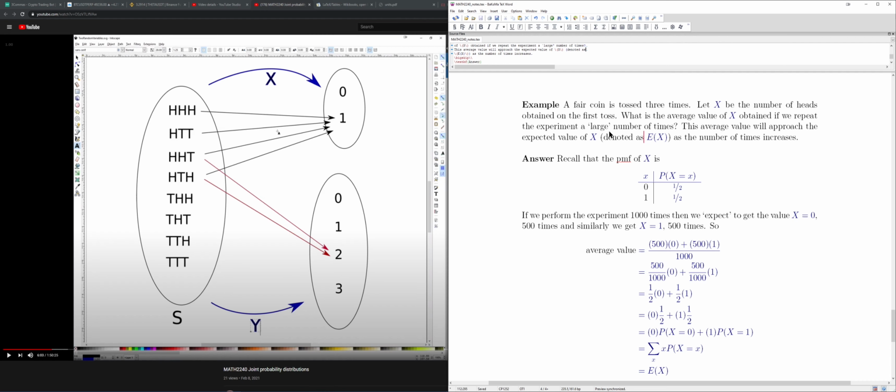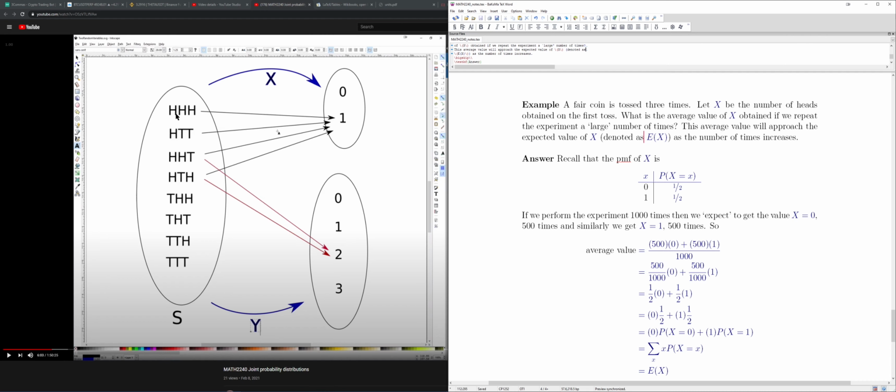Okay, so let's see if we could figure that out. What would be your average value of X if you did this experiment, say, 1,000 times? First of all, to work this out, we'll need the PMF of the random variable x. Now, what are the possible values for the random variable x? Possible values would be 0 and 1, so I have it over here. Now, what's the probability of getting x equal to 1? Well, you see what's happening.